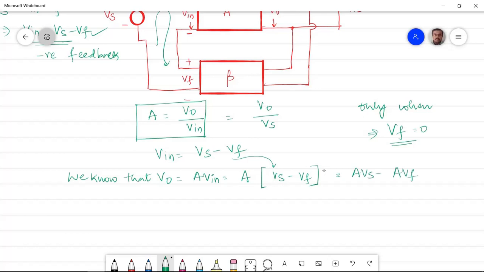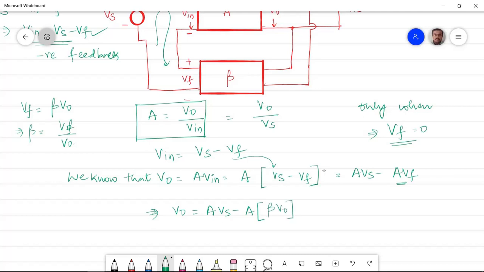Now I should worry about the Vf. What is Vf? Vf is nothing but beta times V naught. And how did I get this equation? I got this equation from beta, which is nothing but Vf divided by V naught. Okay, so I shall put that Vf here. So this would now imply V naught is equal to A times Vs minus A times Vf, which is nothing but beta times V naught.